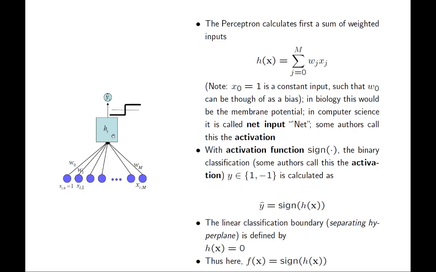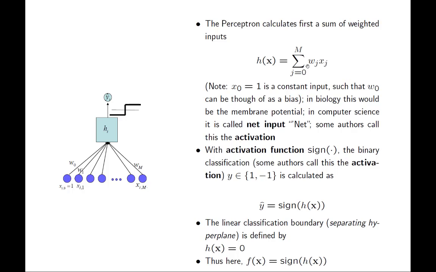Then this h, which is shown over here also on the right, is simply a weighted sum of the inputs. And here you see this product, which I just described. And then h is just the sum of these weighted inputs. This is sometimes called net input. Sometimes it is called activation. And in biology, it would correspond to the membrane potential.